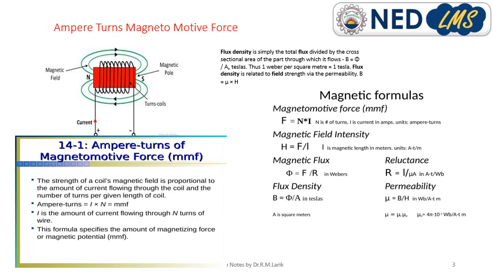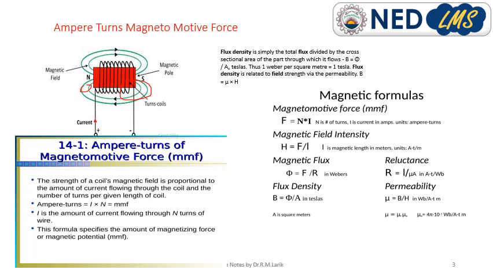Magnetomotive force, ampere turns. Actually, what is magnetomotive force? It's the strength of the magnetic field, and it depends on the number of turns of the coil and the amount of current flowing in that coil.